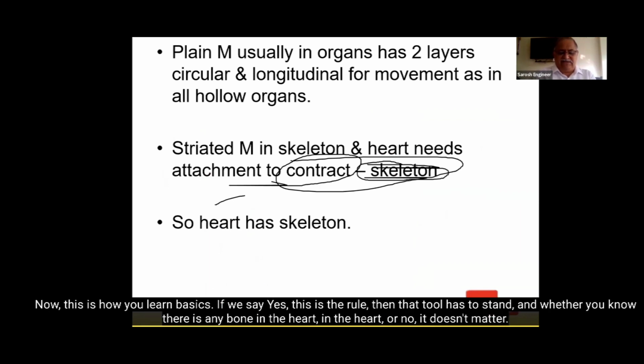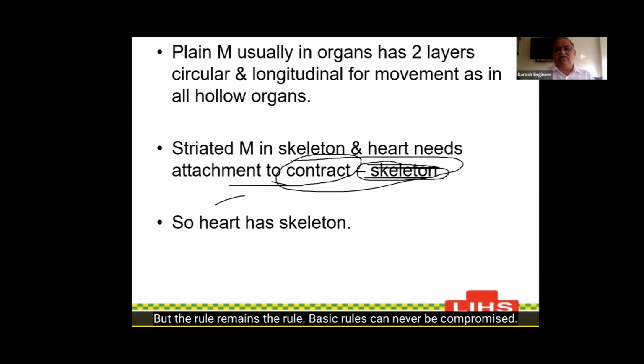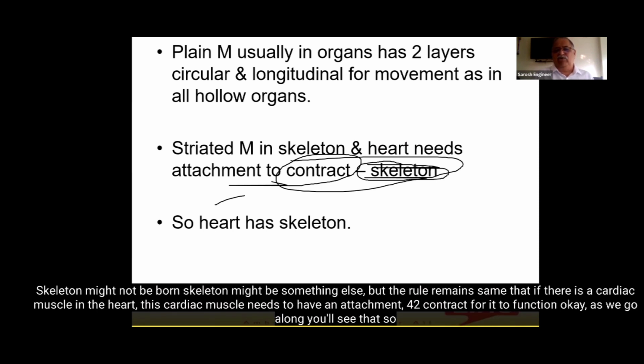Now, this is how you learn basics. If we say this is the rule, then that rule has to stand. Whether you know there is any bone in the heart or not, it doesn't matter. The rule remains the rule. Basic rules can never be compromised. Skeleton might not be bone. Skeleton might be something else. But the rule remains the same, that if there is cardiac muscle in the heart, this cardiac muscle needs to have an attachment for it to contract, for it to function. As we go along, we'll see that.